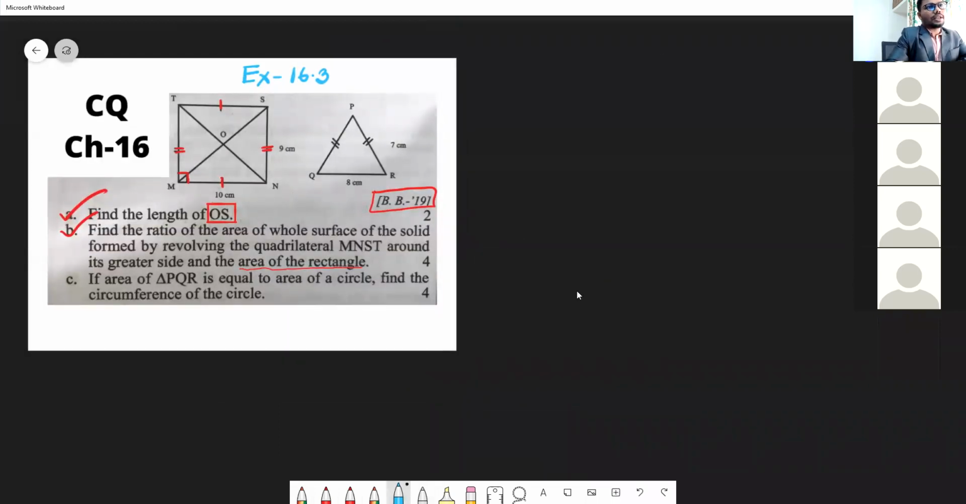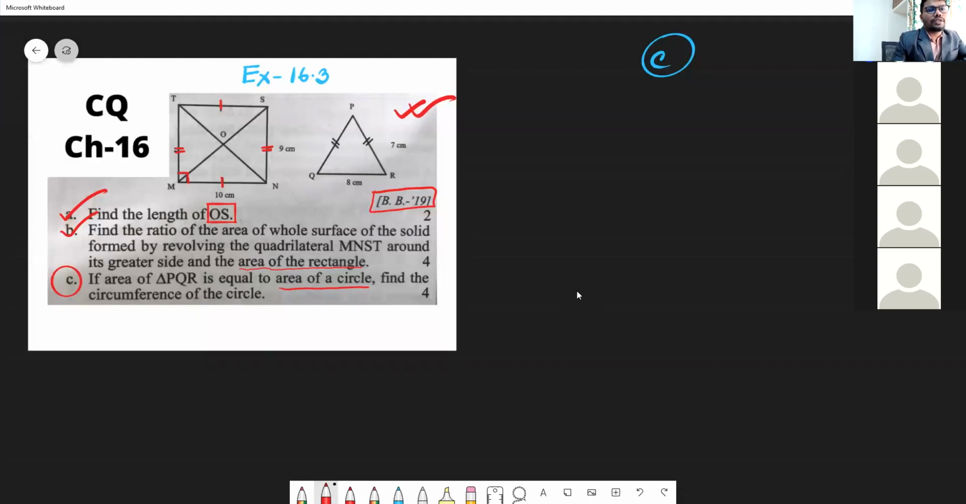Here in question number C, if the area of a triangle PQR is equal to the area of a circle, the circle is not given here, the diagram isn't given here, but the triangle PQR is given. So the area of the triangle PQR is equal to the area of the circle, then find the circumference of the circle. So let me know which type of triangle is given here in the diagram on the left side. Anyone? Isosceles triangle.